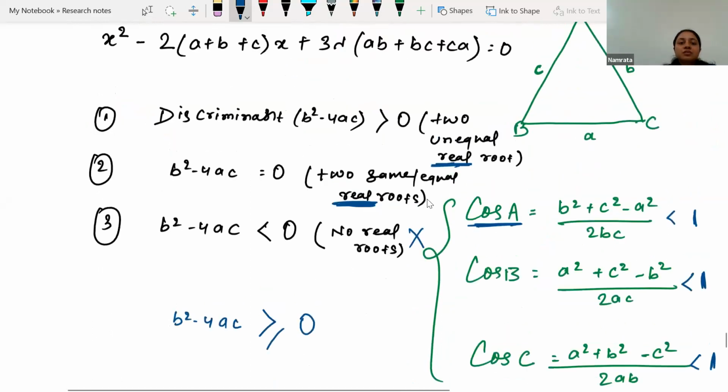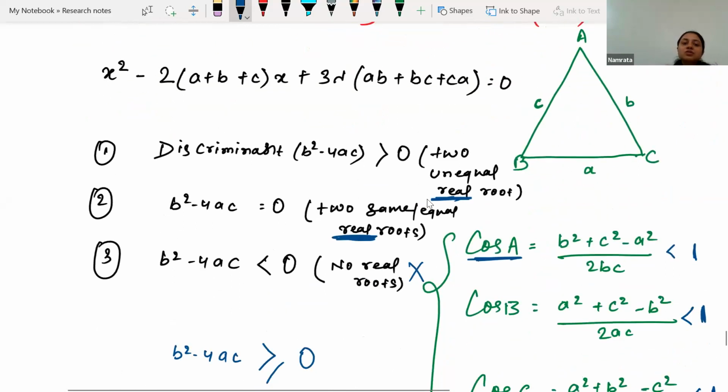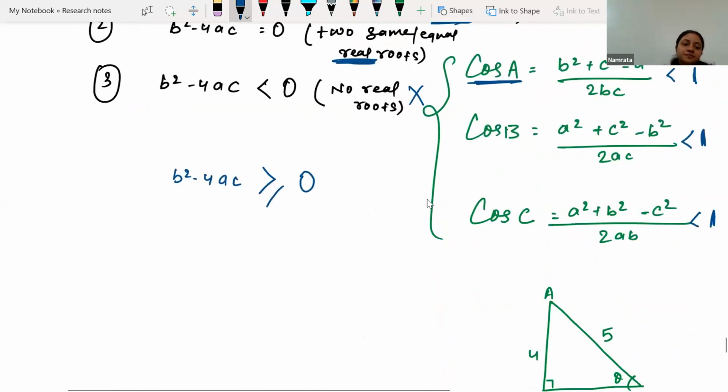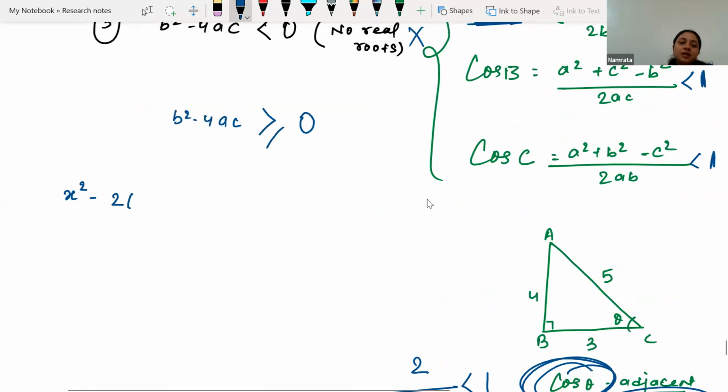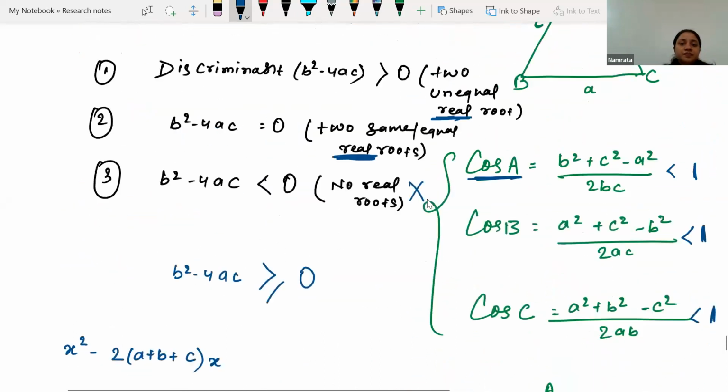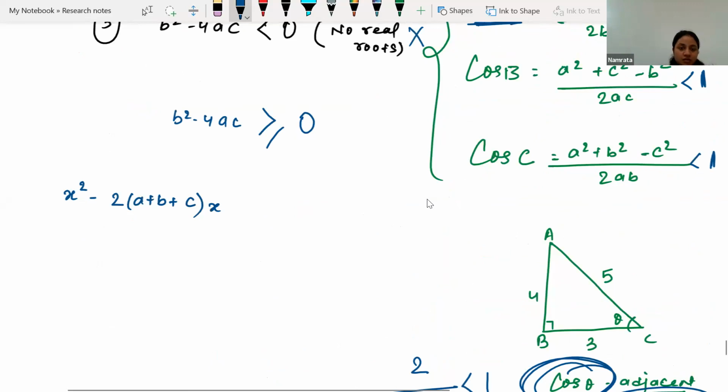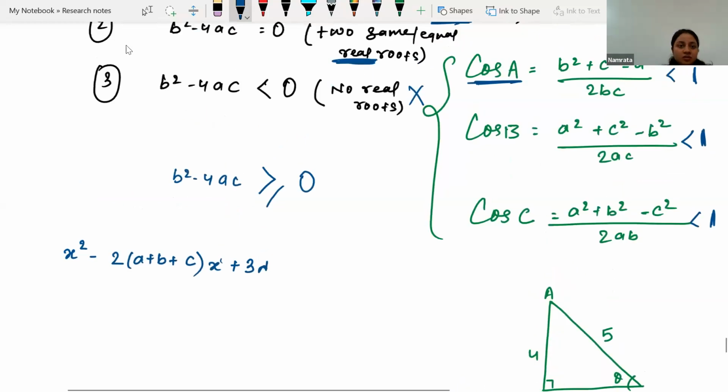So our quadratic equation is x square minus 2 times (a plus b plus c) x plus 3 lambda. Just a second now.